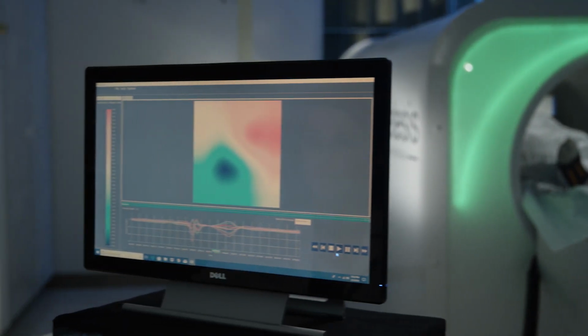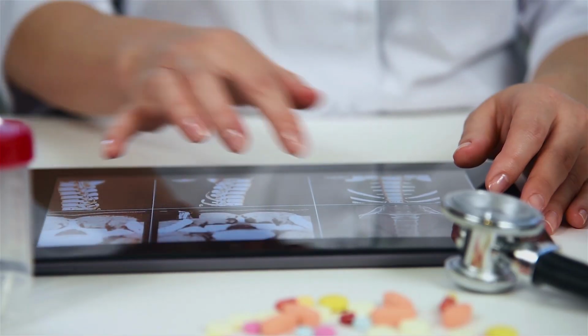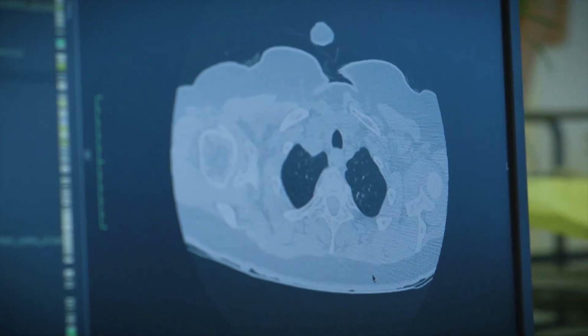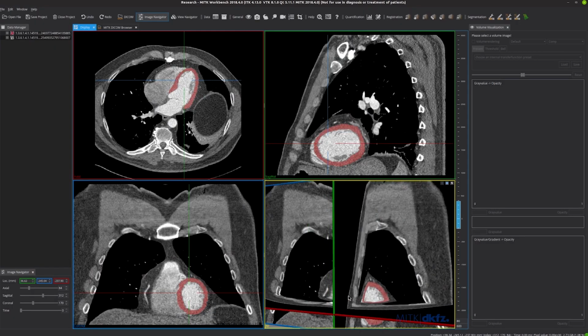Timely and accurate diagnosis increases patient chances for successful treatment. A fusion of artificial intelligence, medical imaging, and edge computing is delivering real-time, life-saving insights at the point of care.